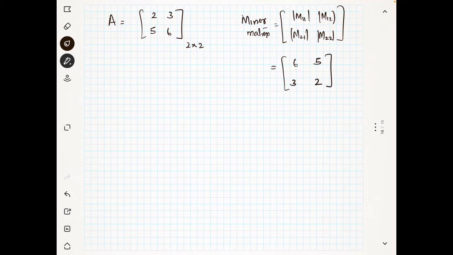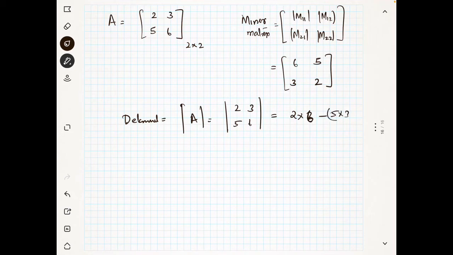Now we see what the determinant of this is. We have already seen that the determinant of A is represented like this: 2, 3, 5 and 6, and it will be 2 into 6 minus 5 into 3. So 2 into 6 is 12 minus 5 into 3 which is 15. So it is minus 3. That is the determinant of this matrix. I hope this is clear to you.